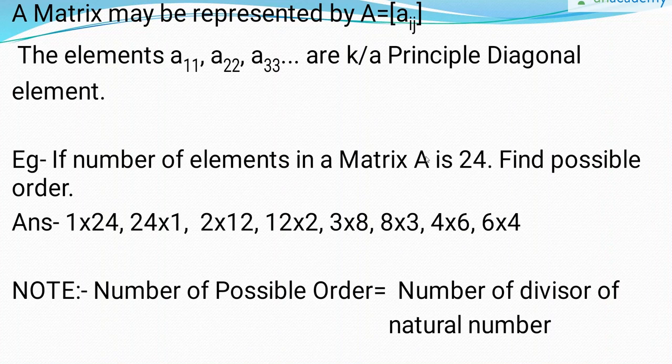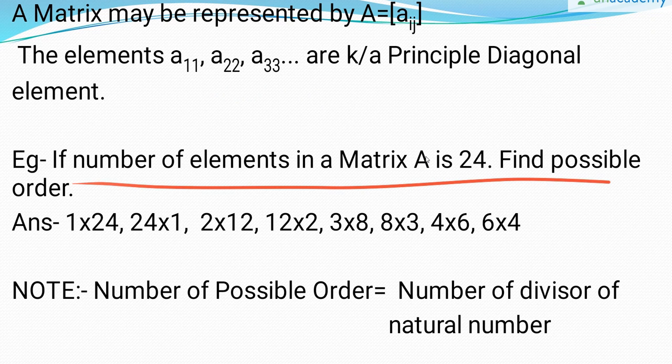A matrix may be represented by A equals Aij, where A is the name we have given to the matrix and Aij are the elements of the matrix. The elements A11, A22, A33 are known as principal diagonal elements, or also leading diagonal elements.